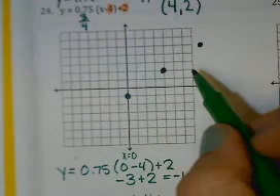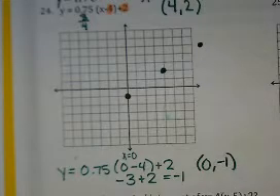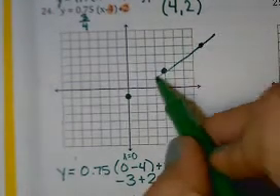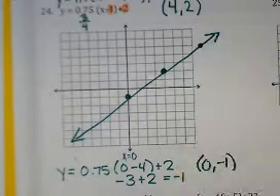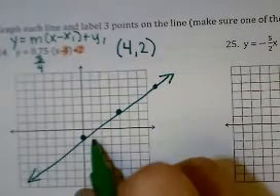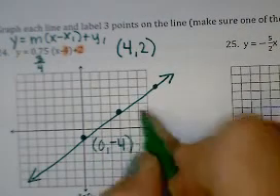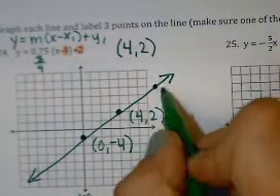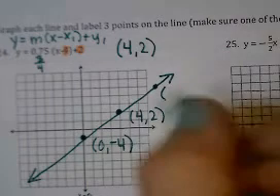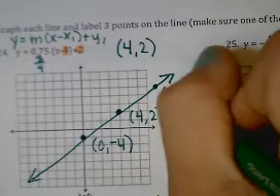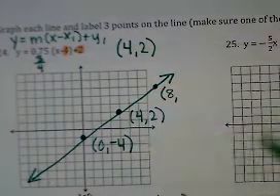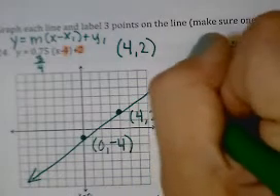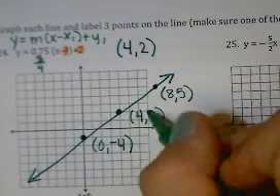All right. Two different ways to find extra points on this graph and connect our dots. So it said to make sure to label 3 points. I've got 0, negative 1. I've got 4, 2. And then I have 8, 5. 1, 2, 3, 4, 5.